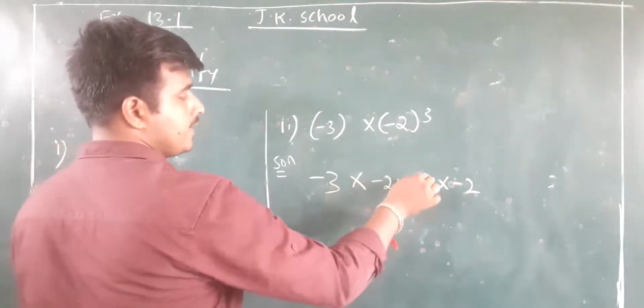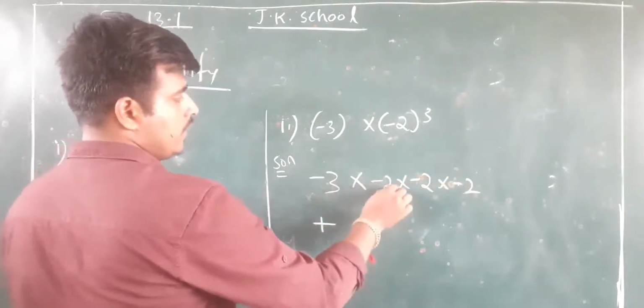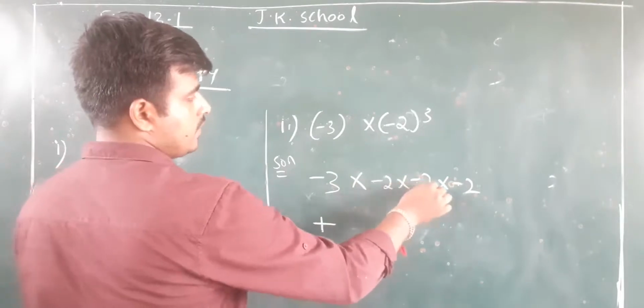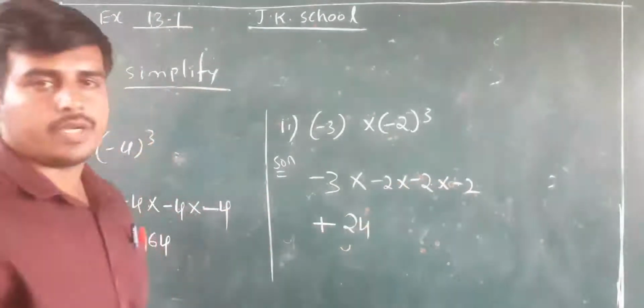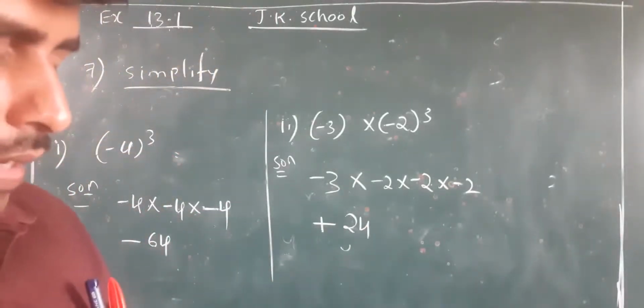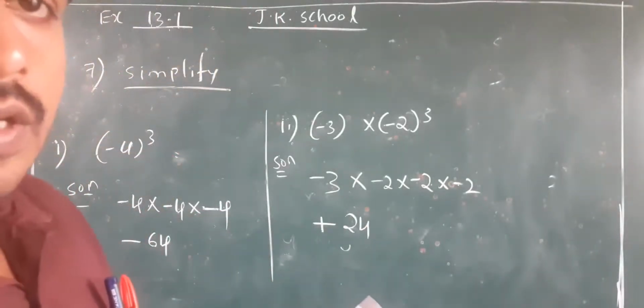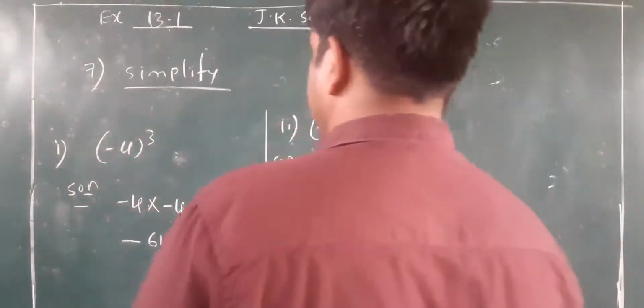Plus into minus is minus. Minus into minus is again plus. 3 2s are 6. 6 2s are 12. 12 2s are 24. Answer is plus 24. That's it. Okay. In a similar way, you have to solve. Try the third one. Take the third one as homework.